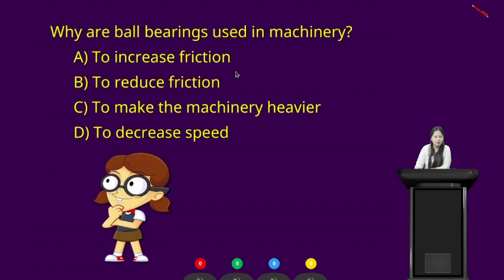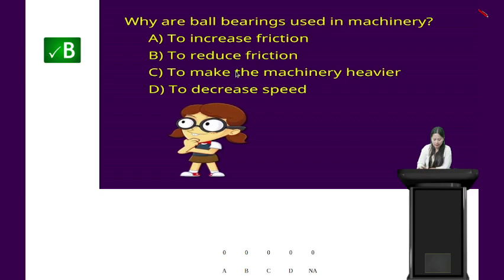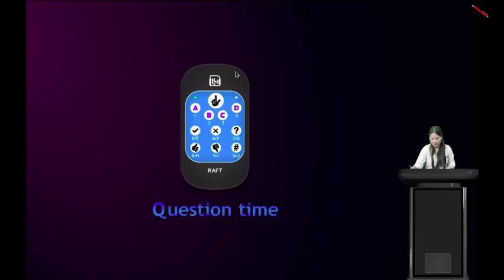Alright, students, your time is up. And yes, very good. The correct answer for this question is option B, that is to reduce friction. Ball bearings are used in machinery to reduce friction by replacing the sliding with rolling in most machines, right? So ball bearings used in machinery is to reduce friction. So option B is the correct answer.